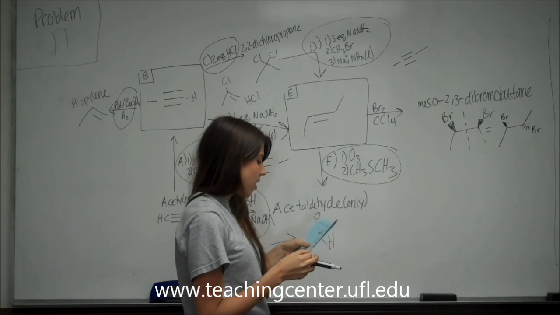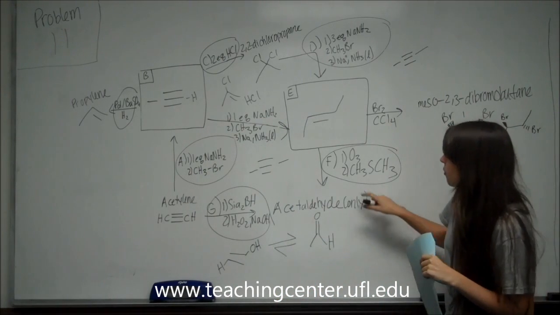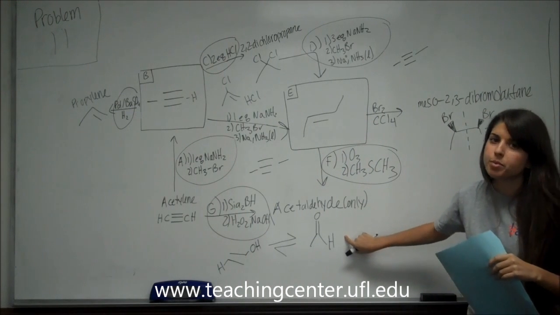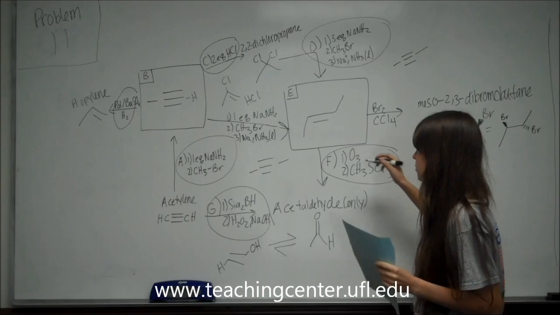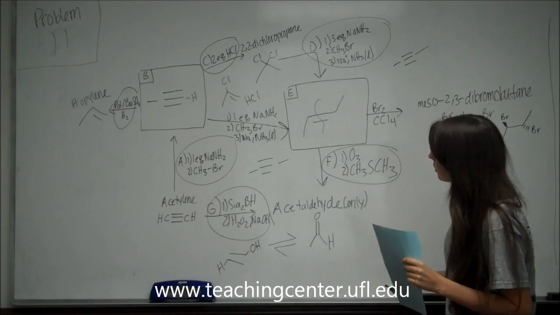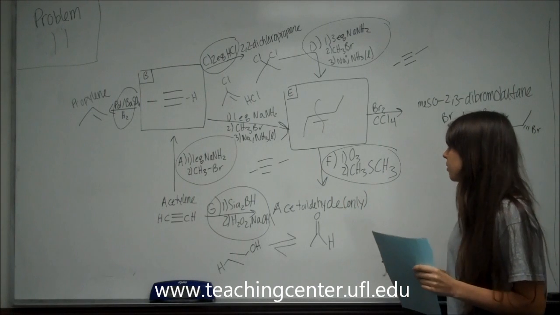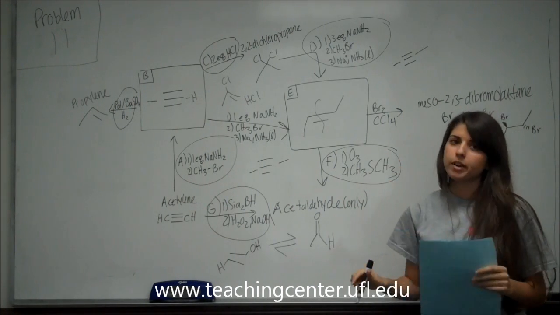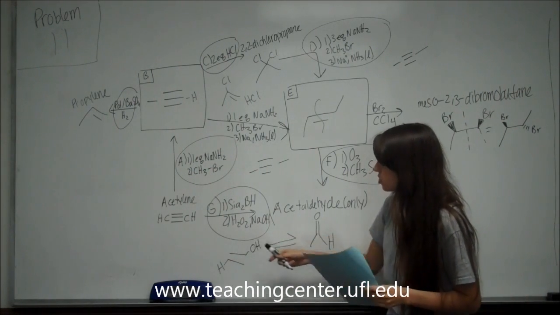Now we can figure out part F. So we want to get from here to here, but only produce this product and no byproducts. And the way to do that is just using ozonolysis. When you use ozonolysis, you produce two of the same product. So you get acetaldehyde. And make sure it's in two separate steps because you don't want to lose a point on your exam.